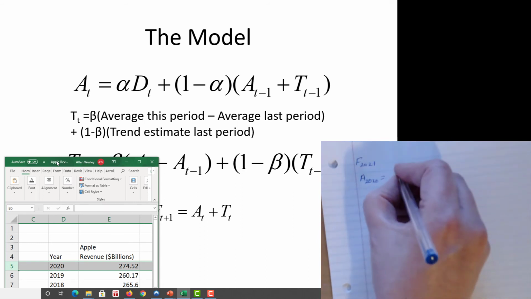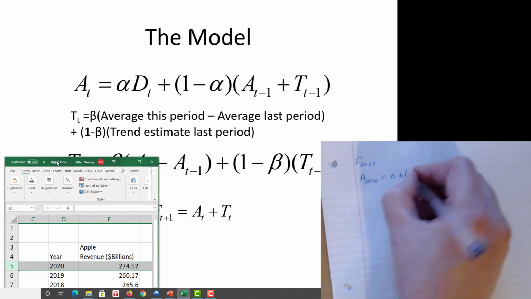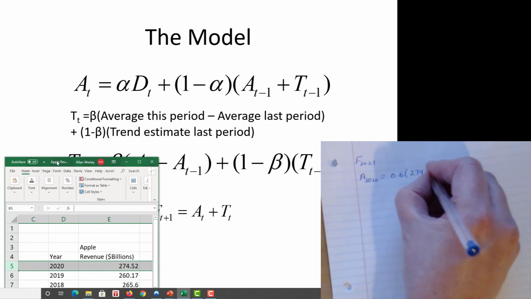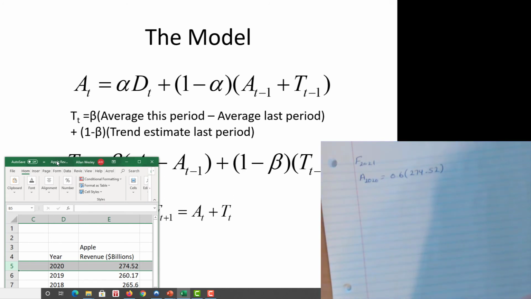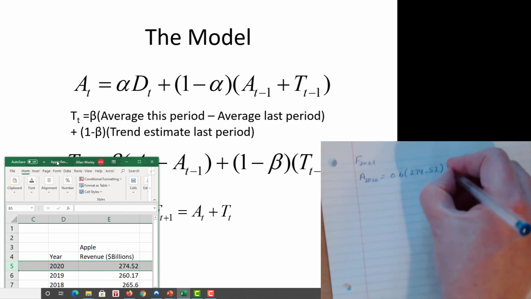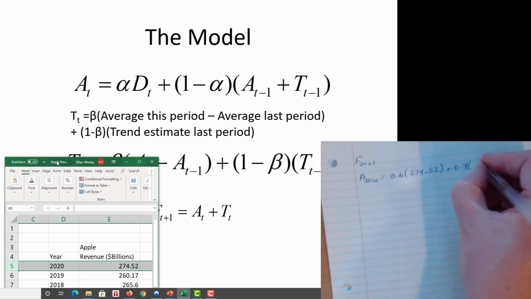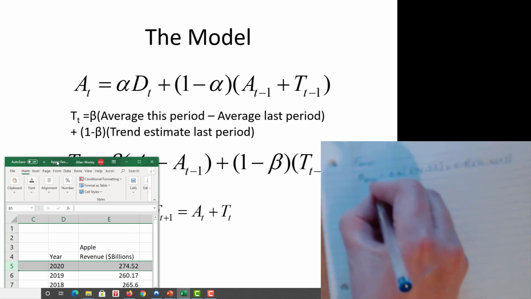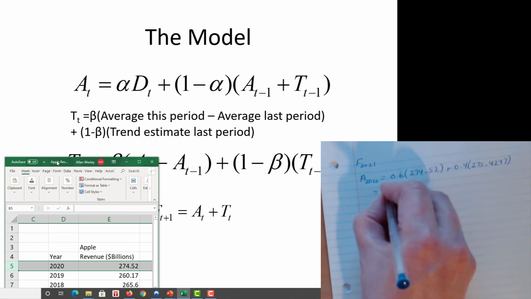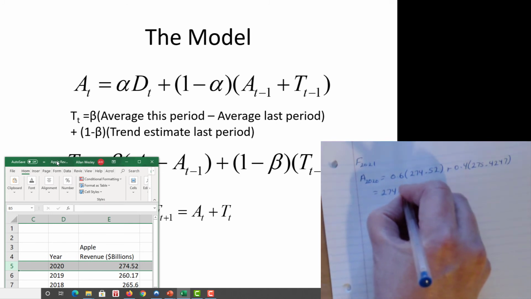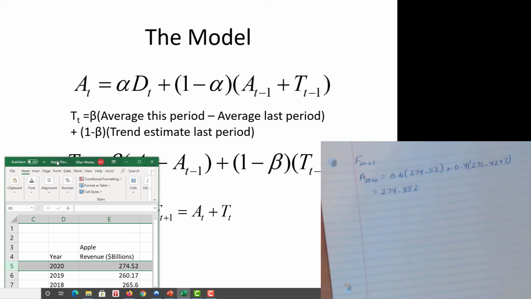Let's go with the average for 2020. That smoothing constant times 2020's demand of 274, our actual revenues of 274.5, plus 0.4 times 275.4247. And so our expected average for 2020 is 274.882.